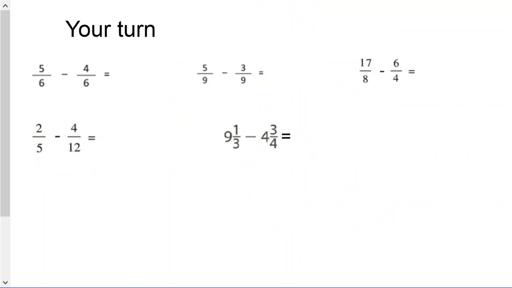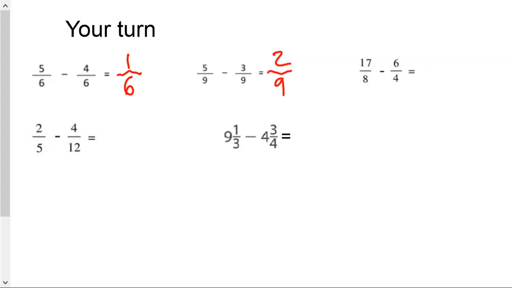5/6 minus 1/6, or sorry, 5/6 minus 4/6. Our denominators are the same, so we can just bring that over. And 5 minus 4 is 1. So 5/6 minus 4/6 is 1/6. 5/9 minus 3/9, we have common denominators already of 9. And 5 minus 3 is 2.